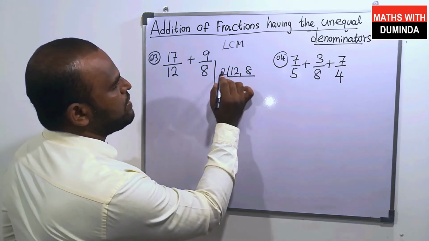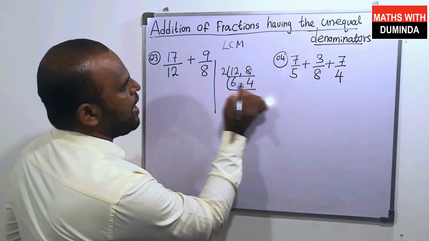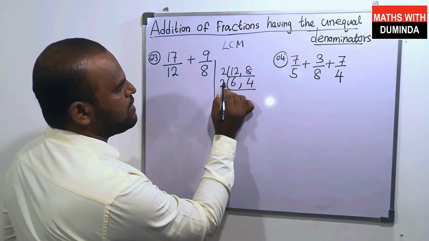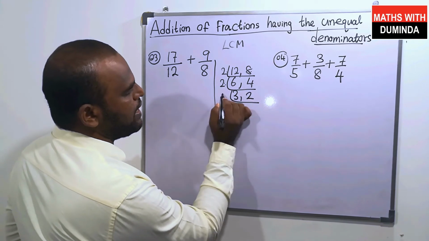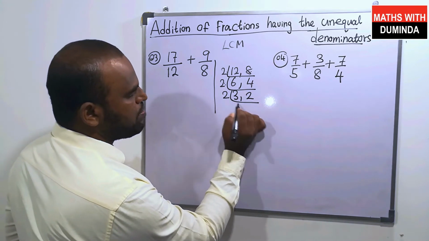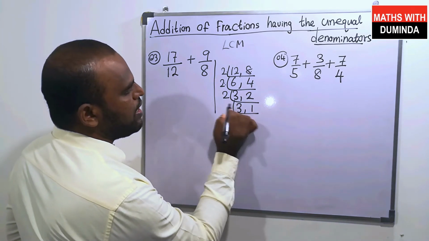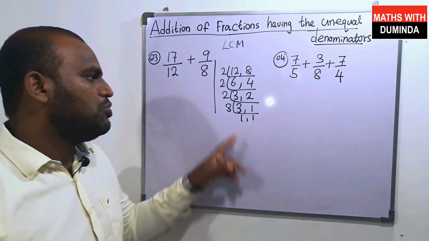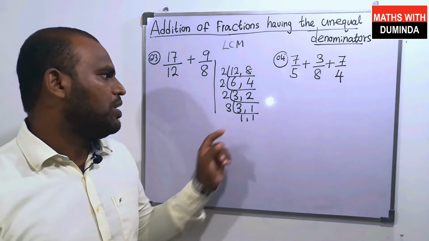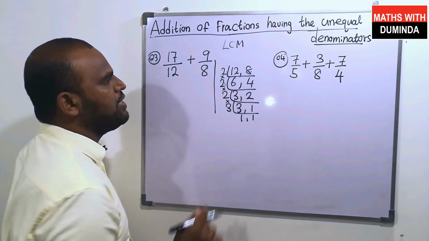Then 12 divided by 2 is 6 and 8 divided by 2 is 4. And again divide by 2, 6 divided by 2 is 3 and 4 divided by 2 is 2. Again divide by 2, 3 is not divisible, therefore write it as it is, and 2 divided by 2 is 1. And divide by 3, 3 divided by 3 is 1 and 1. Remember, you need to divide until you reach 1 here. Afterwards, multiply these digits together to get the LCM.